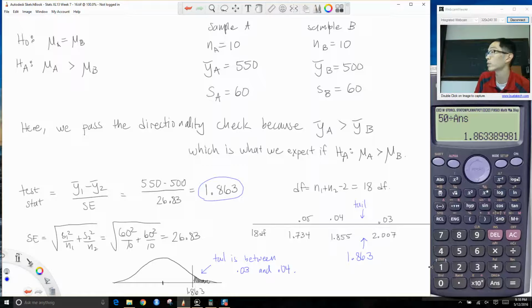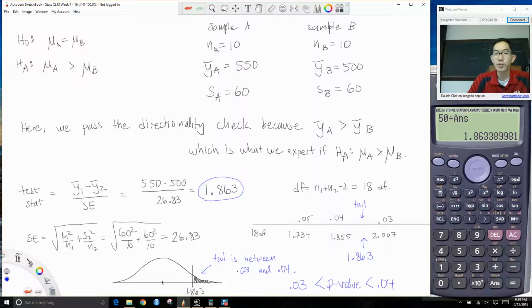And so for a one-tailed test or a one-sided test or a directional test, we take our tail probability, and that becomes our p-value. We don't double it. For a non-directional test, we double the tail area for our p-value. For a directional test, we do not double. So in our case, our p-value is between 0.03 and 0.04. Is that okay?